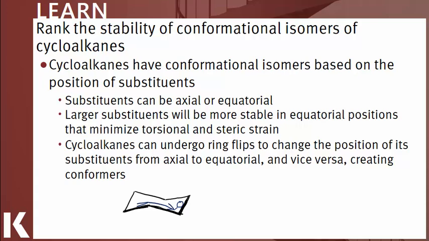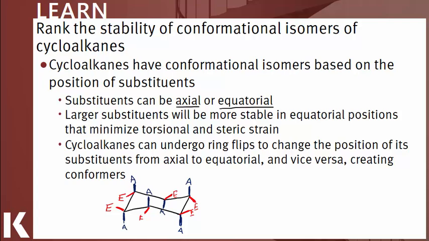The reason we can have conformational isomers with cycloalkanes is because the substituents can be axial or equatorial. We'll continue working with cyclohexane, C6H12. On our chair conformation, each carbon still has the ability to bond to 2 other atoms or molecules. One will be axial and one equatorial. Any substituent bonded at the blue bonds will be in the axial position. In this case, it would be the 6 hydrogens. Any substituent bonded at the red bonds would be equatorial. Larger substituents will be more stable in equatorial positions that minimize torsional and steric strain.